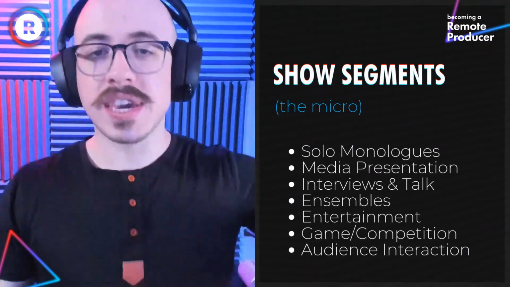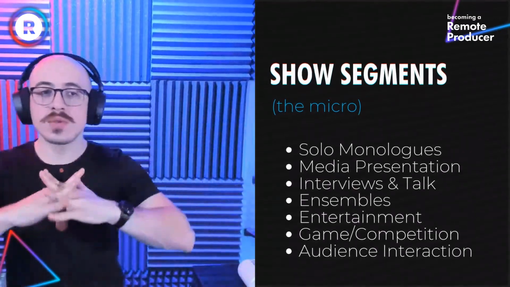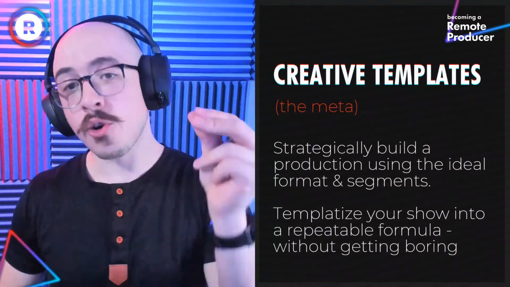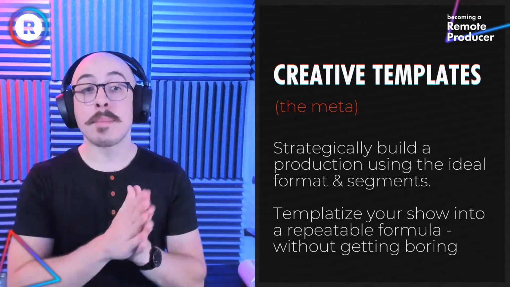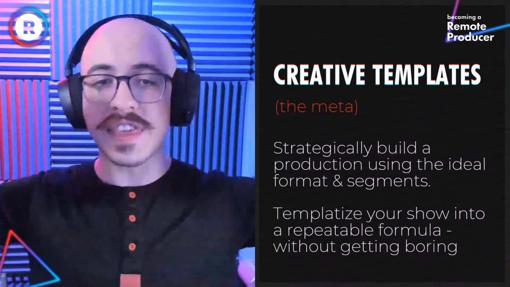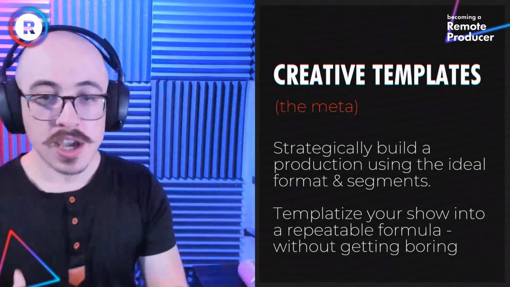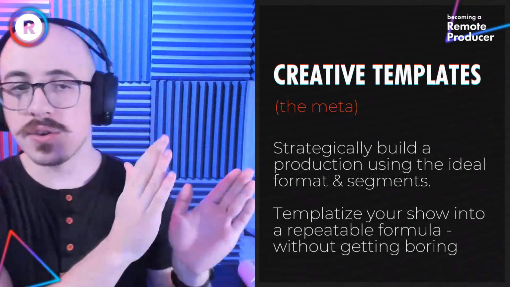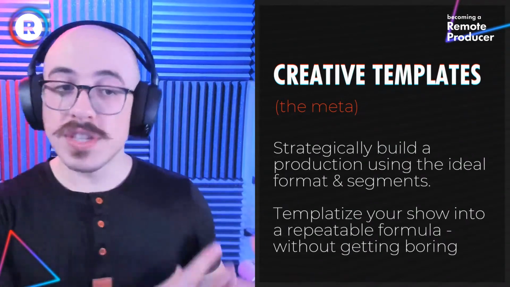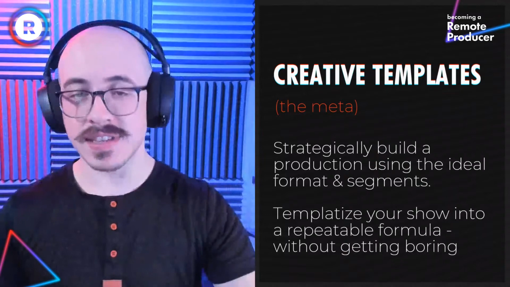And that's what we're going to talk about here in the last section of the show, where we're talking about how to combine formats with segments to build creative templates that can make your life a lot easier as a producer. So the high level theory is essentially to build a production using the ideal format for what you need to do, and then the ideal segments that are most relevant for that. And once you have those two figured out, it's your job as a producer to templatize your show.